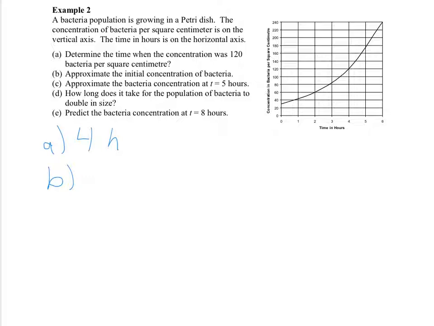B, approximate the initial concentration of the bacteria. So the initial would be at time 0, so this is where we start from. And if we go up and look, it's not exactly on a line, but we can approximate and say that it looks about halfway between 40 and 20, which would mean 30. So we can say approximately 30 would be the initial concentration of the bacteria.